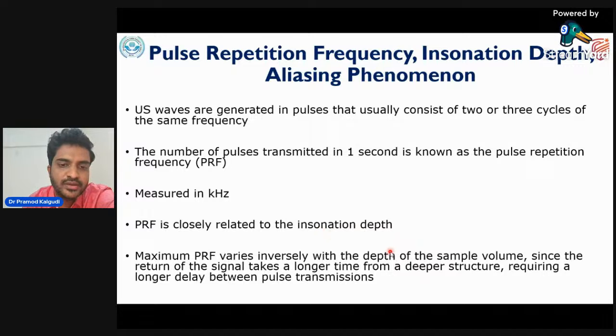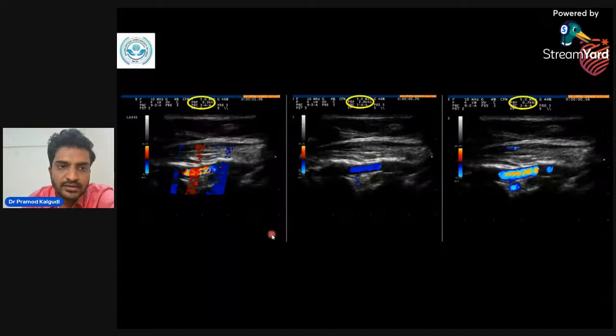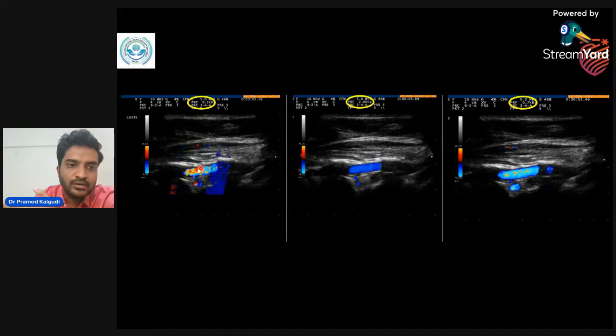So suppose you have something deep enough and you need to visualize it. You need to reduce the PRF so that you can insonate it better. So we'll take an example. Here you can see this is an optimal PRF to visualize this artery. Once you decrease the PRF, you will start picking up signals from across, and you will also see aliasing. That is, there is some mixture of red, blue, yellow, and other colors, which will look like turbulence. So that is called aliasing.